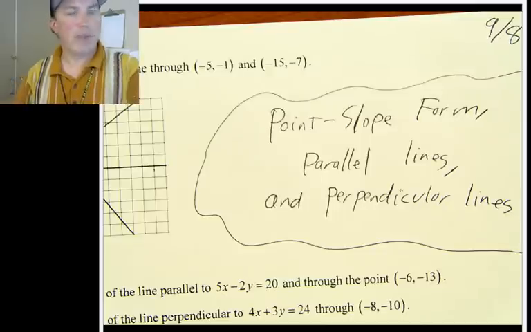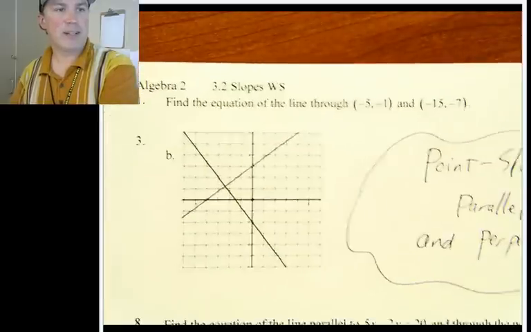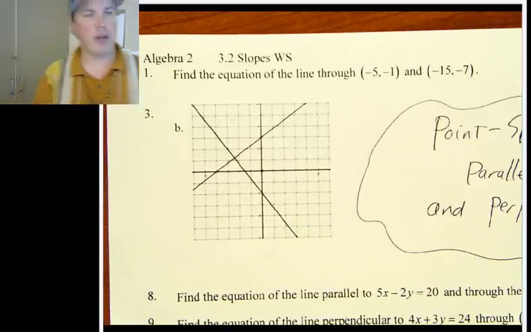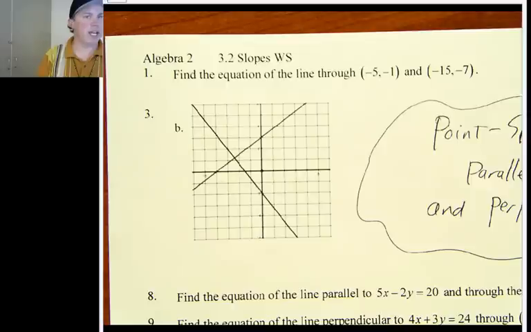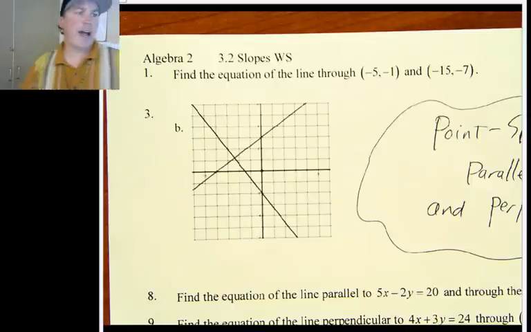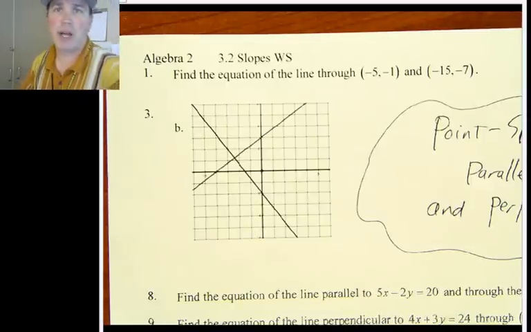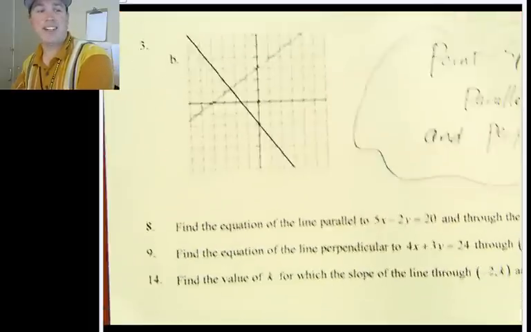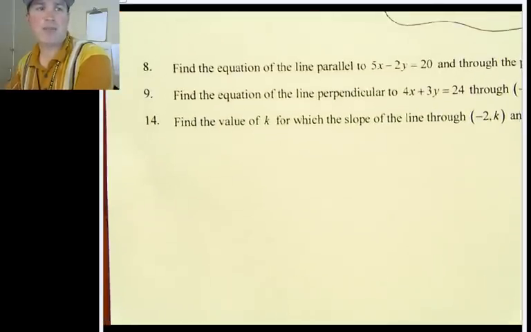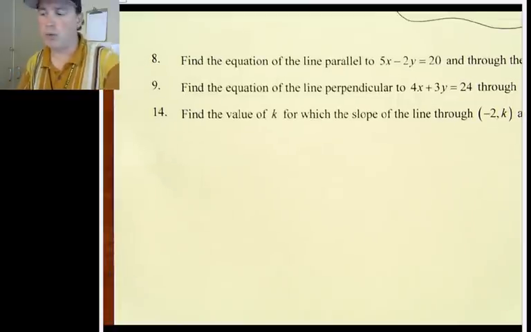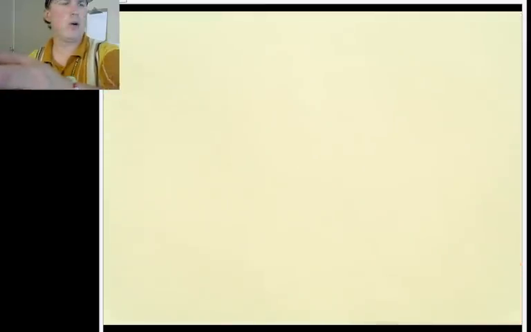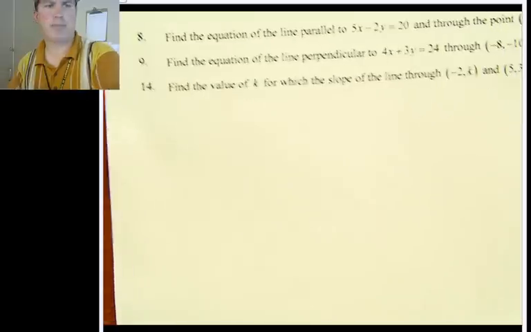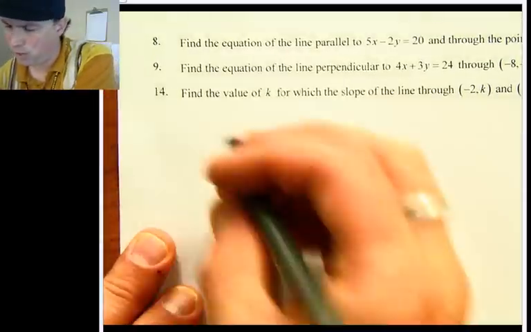So, example one, let's take a look at this. Find the equation of a line through the points (-5, -1) and (-15, -7). I actually did an example a lot like this one yesterday. So if you don't need this example, maybe you want to fast forward to an example that you do need help on. I'm going to do all my work at the bottom half of this worksheet today, so you don't need to actually use a piece of paper out of your notebook if you don't want to.